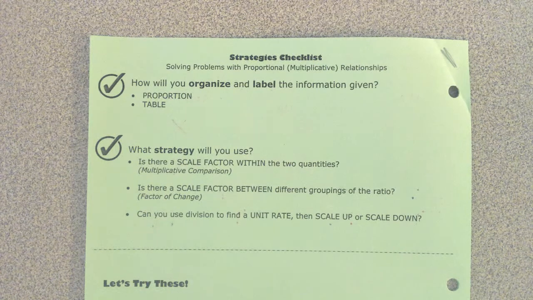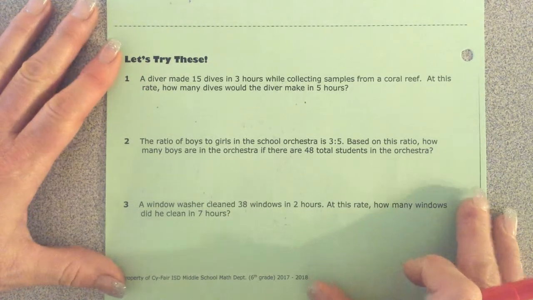Okay, last page. Head to the back. The top of this is just some strategies and a checklist we created, how to make sure you're setting it up right. Make a proportion table. Use your scale factors either within the two quantities or between the different groups. And also sometimes it helps to find the unit rate, how much one would be, and then scale up or scale down as needed. Okay, let's try these last few and then we'll be done.